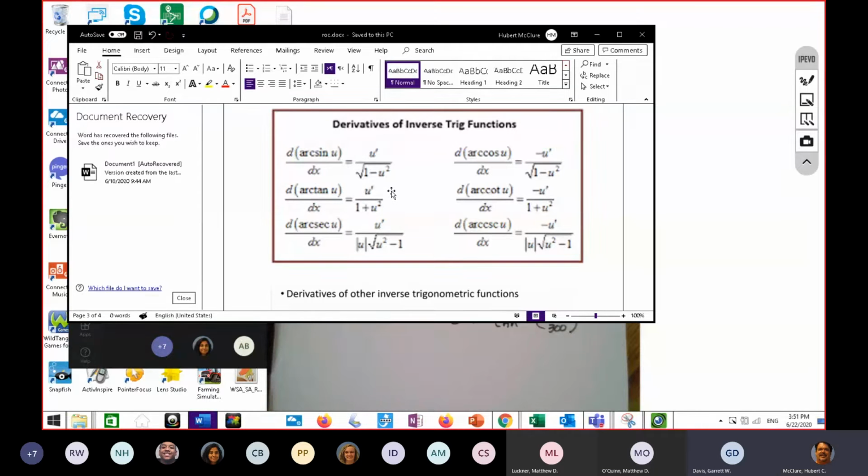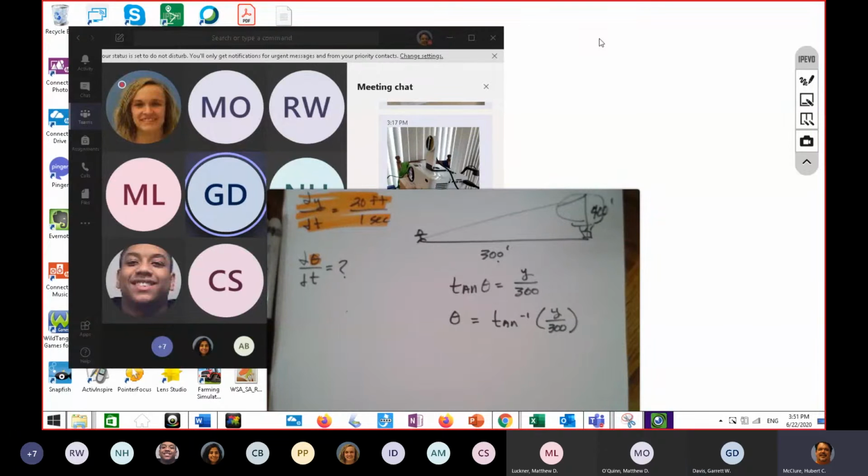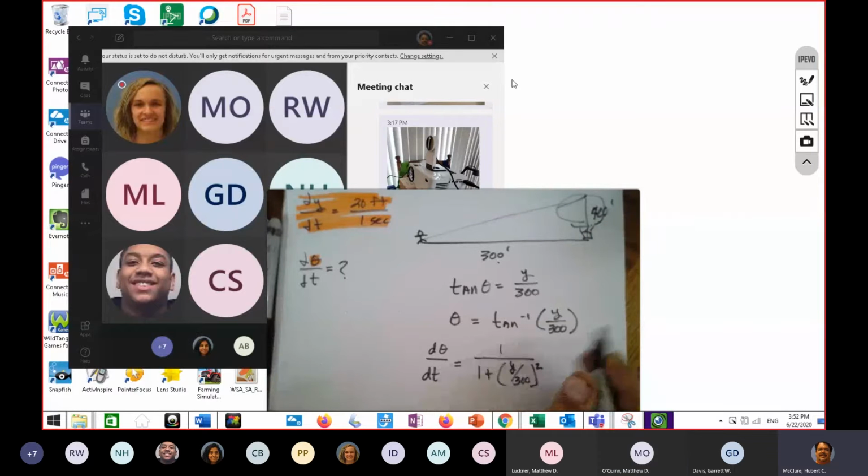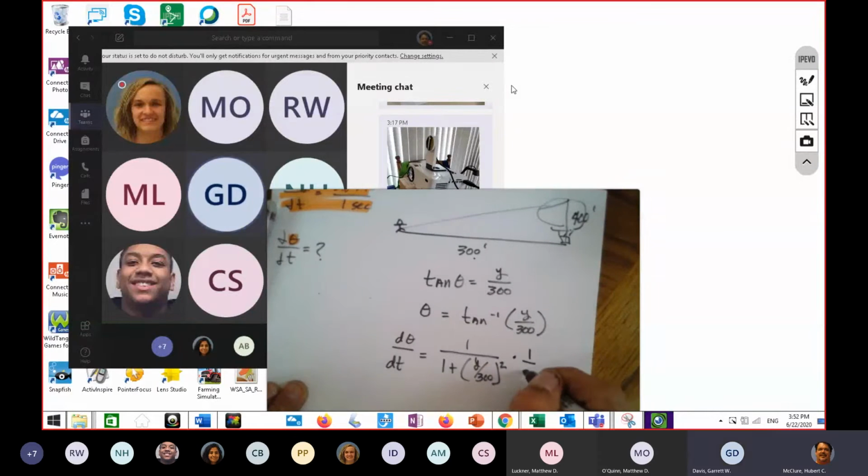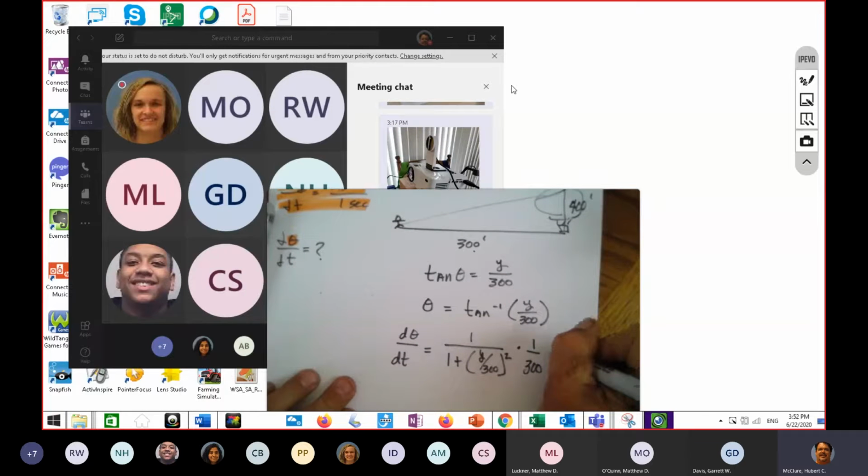You also have to take the derivative of y over 300. If you use the derivative of the arctan, and we're going to go over this today when I finish this problem, d theta/dt is equal to 1 over 1 plus (y over 300) squared, times 1 over 300, and that comes out to dy/dt. And that dy/dt is going to be 20. So you get d theta/dt is equal to 1 over 1 plus (y over 300) quantity squared, times that 20 goes right there.